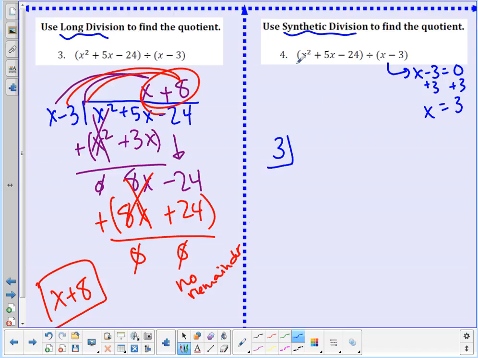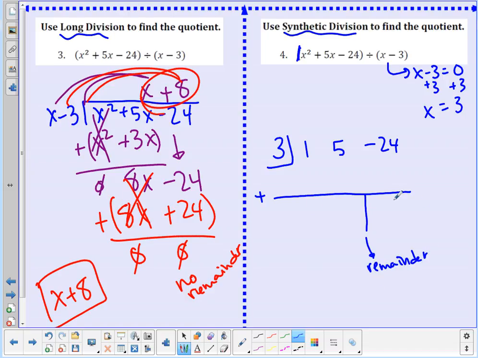Now the nice thing about synthetic is I'm not worried about the actual variables. I'm just worried about the coefficients. So I list the coefficients behind, 1, 5, and -24. I leave myself enough space to write one number, and then I draw a line. That's what I'm going to add underneath. And I'm also going to put in a little box which tells me that's my remainder.